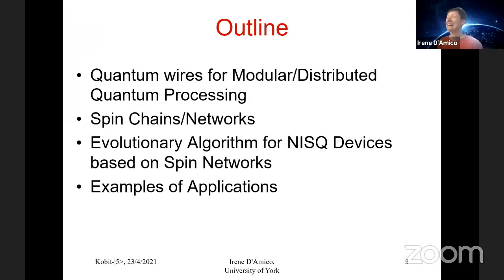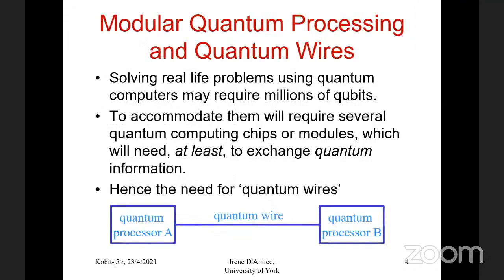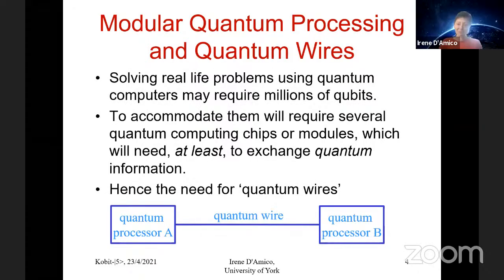Fantastic. Okay, so modular quantum processing and quantum wires. Now, we are used to our so-called classical, traditional computers, and we know we have tons of bits inside them. And also we have very many processors within our, for example, laptop, and they need to connect to each other. So we are used to the idea of wires within our normal computers, connecting the various processors, also simply the various modules within our computer.